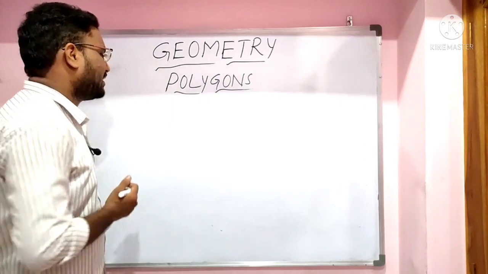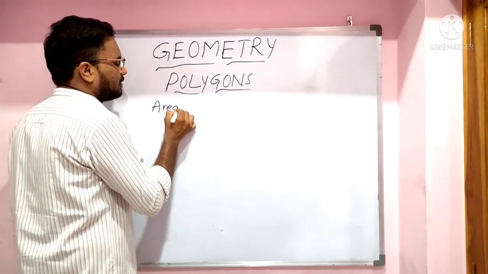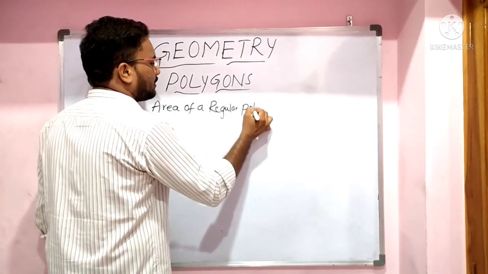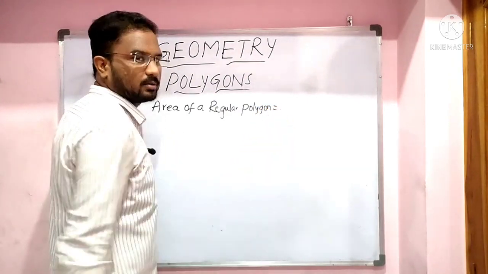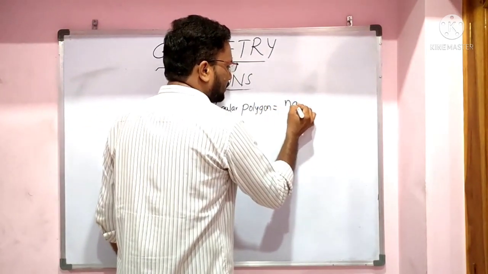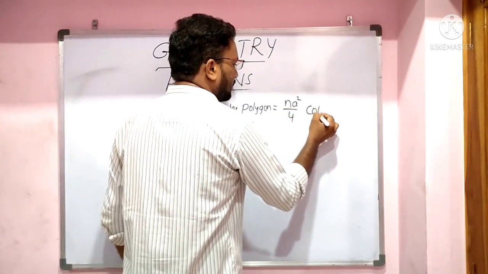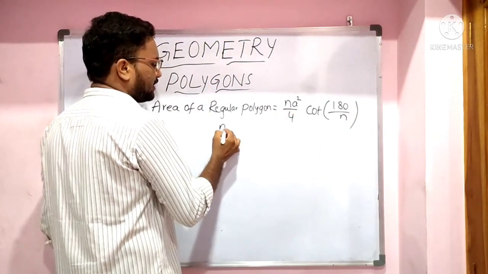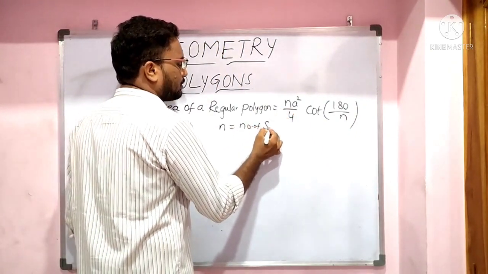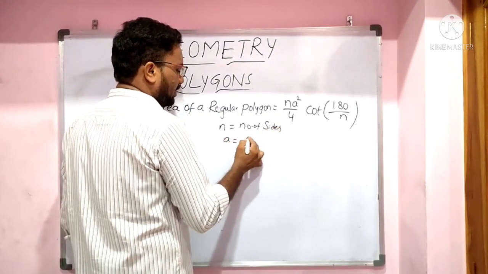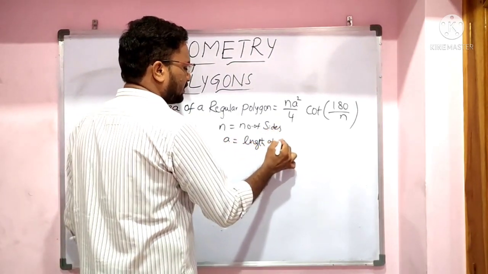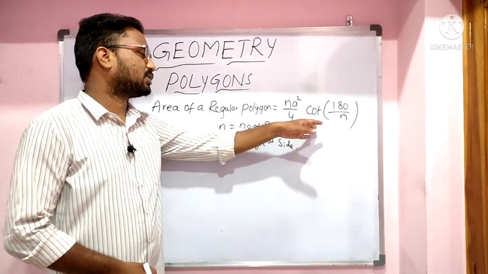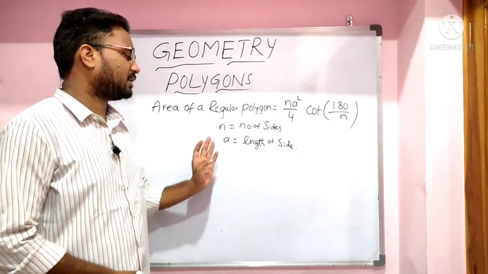Next one, area of a regular polygon. The area of a regular polygon is equal to n a squared by 4 into cot(180 by n), where n is the number of sides and a is the length of the side. So area of a polygon equals n a squared by 4 into cot(180 by n), where n is the number of sides and a is the length of the side.